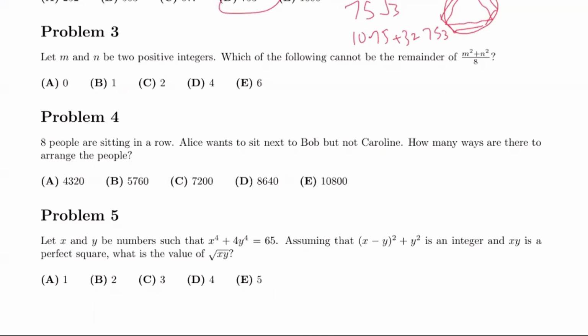Okay, let's go ahead and go over this problem. So it says, let m and n be two positive integers. Which of the following cannot be a remainder of m squared plus n squared? And I see a lot of good answers in chat. So what are the not possible remainders of m squared plus n squared divided by 8?